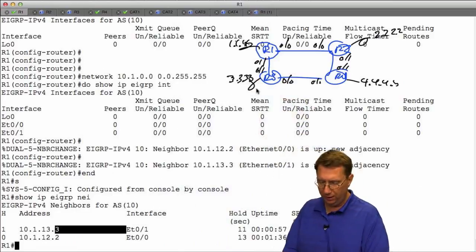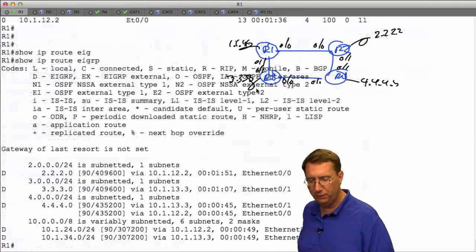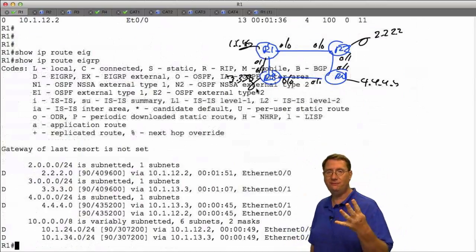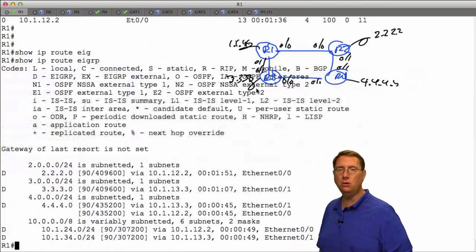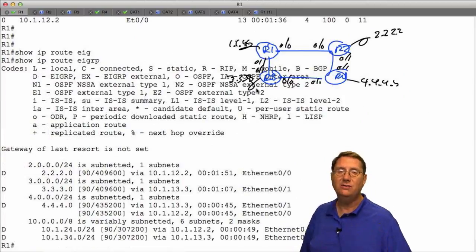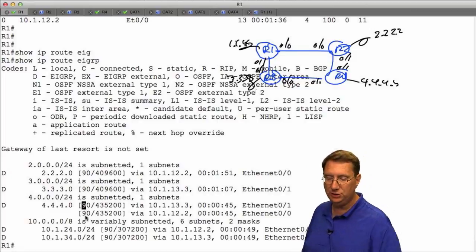Let's look at the nature of those routes. I'm going to do that by typing show ip route, but I only want to look at EIGRP prefixes. And what we're going to see here is that we have quite a few routes. In fact, we have 4 routes. We're not learning our locally connected route because it's locally connected, and that has a better administrative distance than the 90 we're learning from EIGRP.